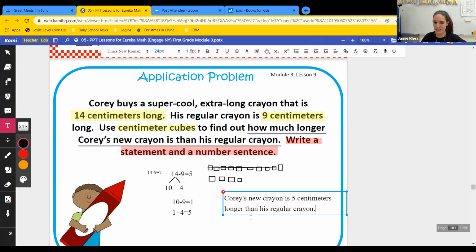So good job, detectives. If you are done, you may erase your board. If you're not done, go ahead and finish up. Take your time, pause the video, do what you need to do, okay? I'm going to pause and get us ready for our lesson.